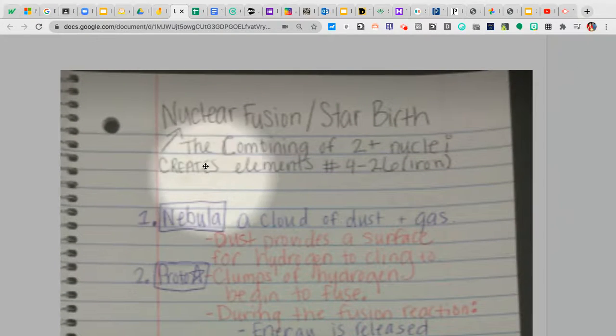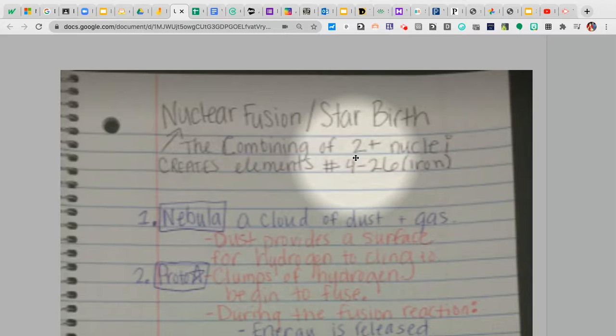All right, some stuff we've been talking about. So nuclear fusion, remember, nuclear fusion is the combining of two nuclei or atoms to create the elements number 4 through 26. So all the way up to iron. And this is actually the birth of a star that we're talking about with nuclear fusion. So I'm going to go through some terms here that might help you that you're going to see in your project and hopefully give you some clarification.